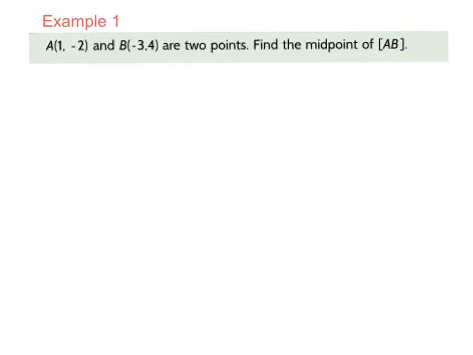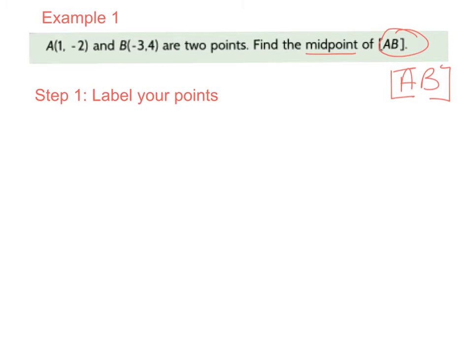Okay, so you can see here example 1. A is equal to 1, -2 and B is equal to -3, 4, and they are 2 points. And we're asked to find the keyword here, midpoint of AB, and also to remember that these square brackets kind of symbols also mean find the midpoint. Okay, so I'm going to follow the same steps as I've done the whole time. I'm going to list the 3 steps here.